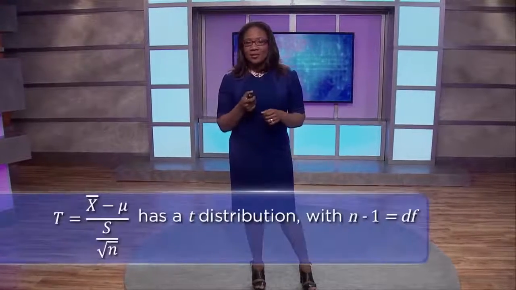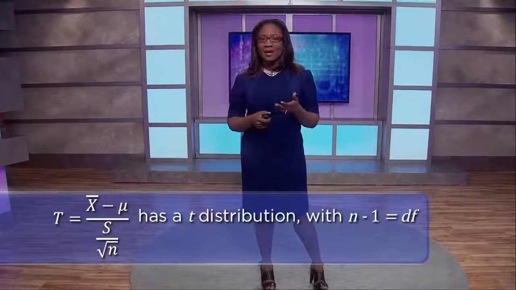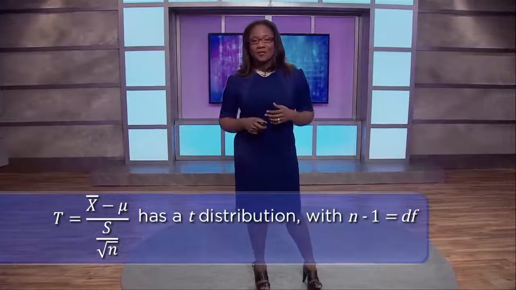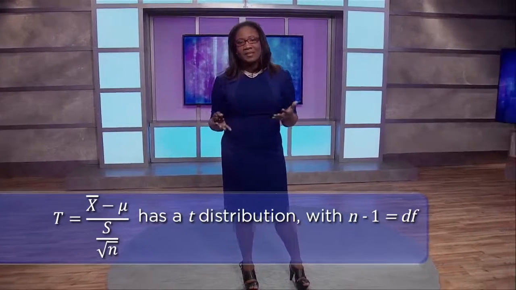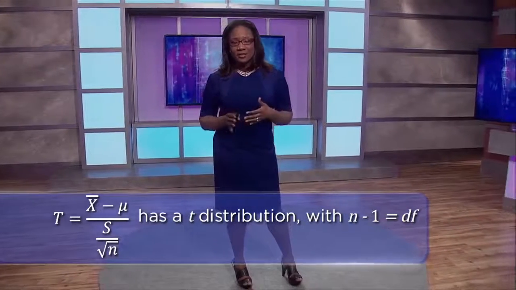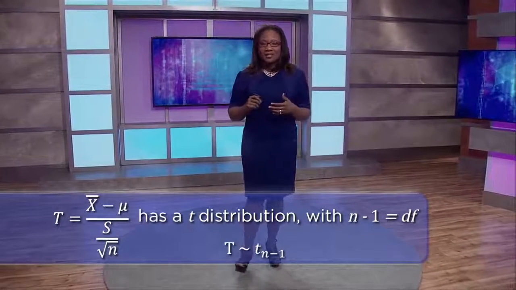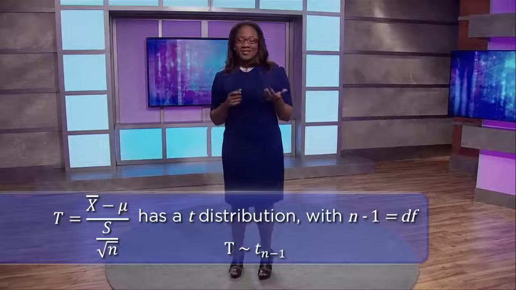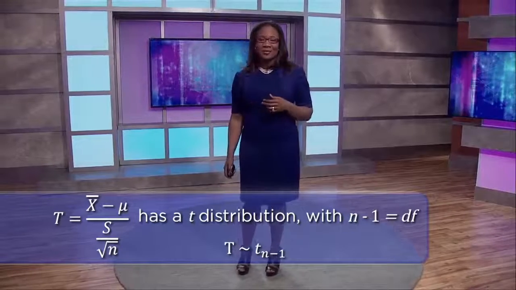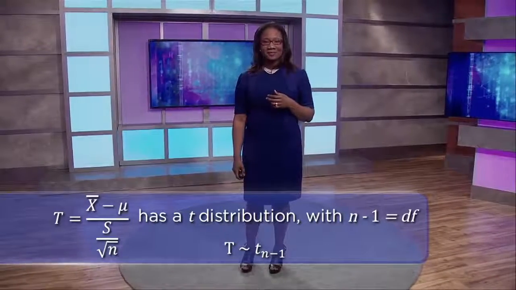So let's formally define our test statistic when we're operating under a t distribution. When x bar is the mean of a random sample of size n from a normal distribution with mean mu, then this random variable t, equal to (x bar minus mu) over (s over square root of n), has a probability distribution called a t distribution with n minus 1 degrees of freedom. And so we write t tilde t with n minus 1 degrees of freedom, which means t follows the t distribution with n minus 1 degrees of freedom.